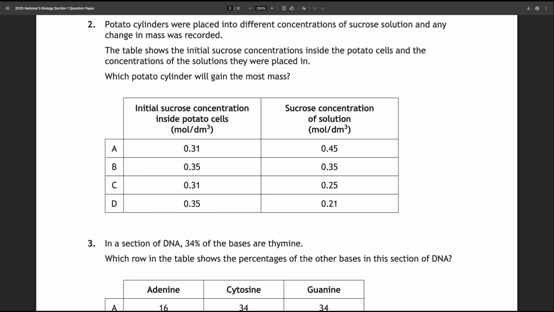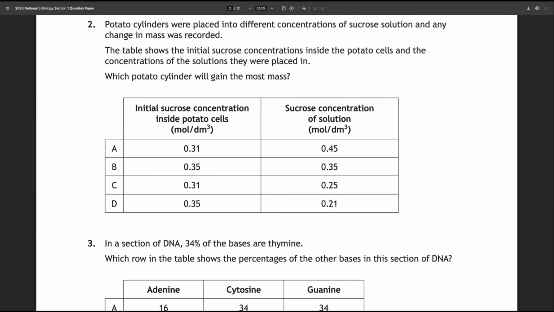not the water concentration. So what you have to do is a quick conversion back to water concentrations. If we do a quick run through of all four options, A says that the sucrose solution inside the cell is 0.31 and the sucrose solution outside the cell is 0.45. That tells us we're going to have 99.69 inside the cell and 99.55 outside the cell in terms of water concentration. So 69 being bigger than 55 means that the water is going to move from inside the cell for A to outside of the cell, which means the cell is actually going to lose water. Therefore, it will not gain the most mass.